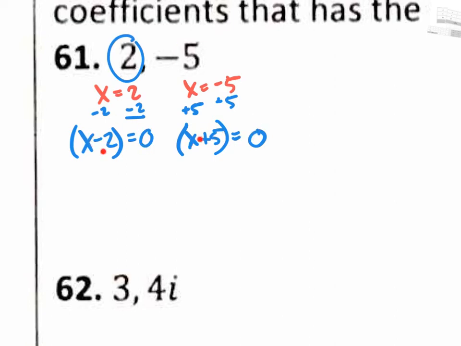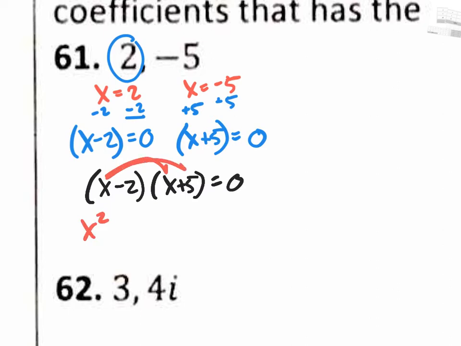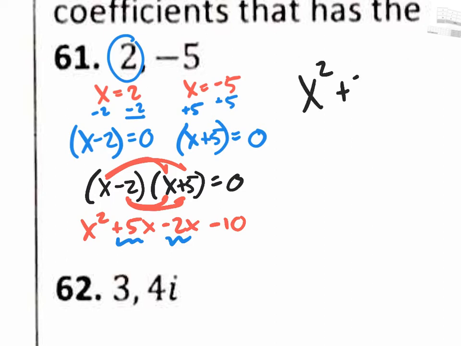We're working backwards, so we're going to take these binomials and put them together and multiply them. So we have x minus 2 times x plus 5. We're going to set that equal to 0, but in reality we're not solving. We want the original quadratic trinomial, so we're going to distribute. So we're going to have x times x, that's x squared, x times 5, that's 5x. Negative 2 times x is negative 2x. Negative 2 times 5, that's negative 10. Combine the middle terms, we're going to end up with 3x. So your final quadratic trinomial equation is x squared plus 3x minus 10.